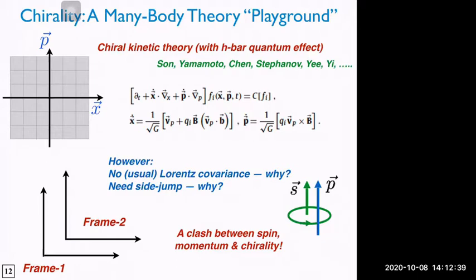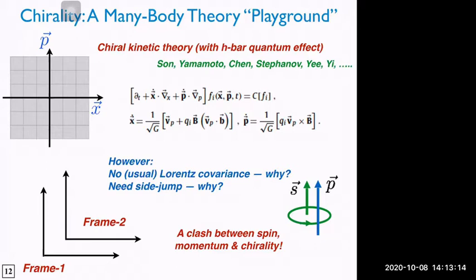So basically, you can see that it's very similar to the classical Boltzmann, except that the semi-classical h-bar order effect is encoded through the equation of motion on the second line. However, it was noticed that in this kind of formulation of kinetic theory, there was some funny issue about Lorentz covariance. These equations were also studied by condensed matter people, but they perhaps don't care about Lorentz covariance at all. But for us, we think this is important.